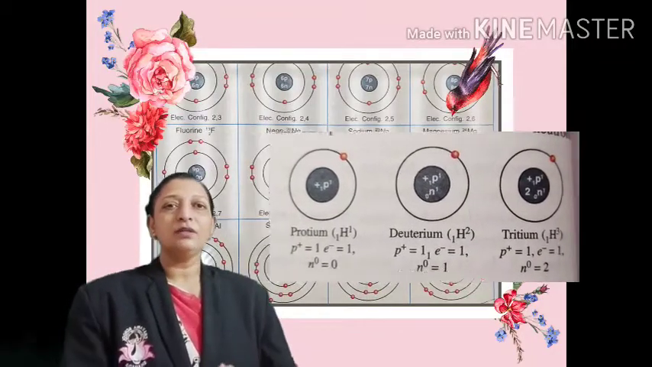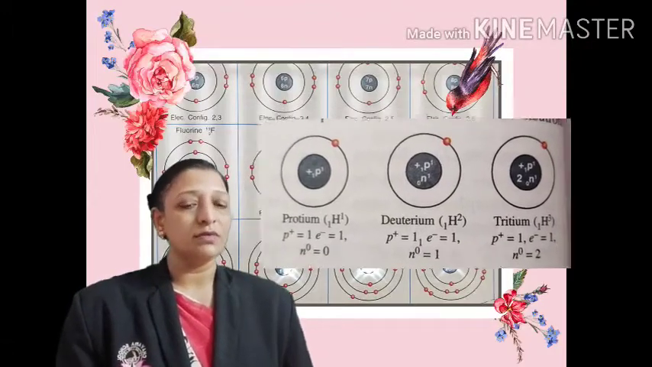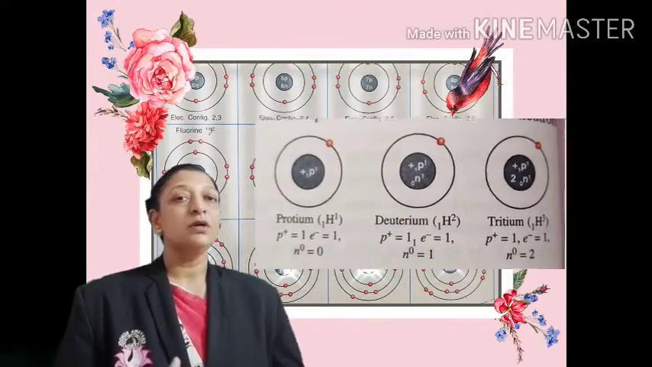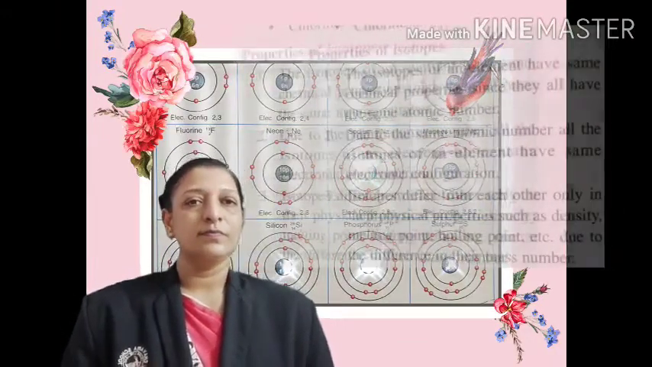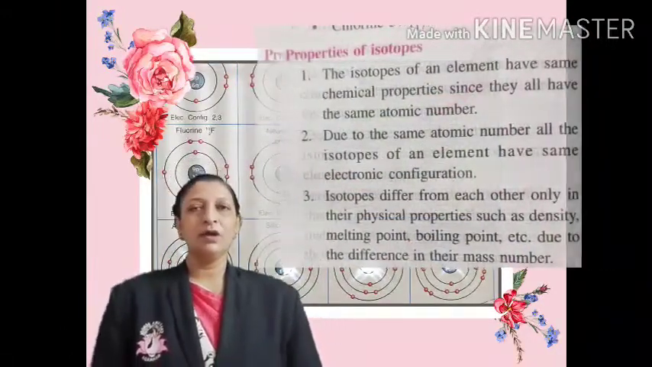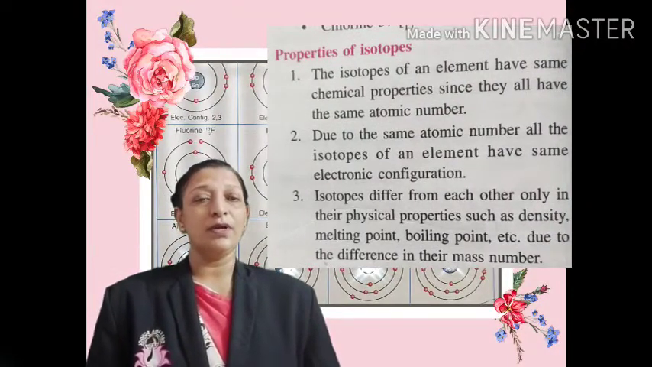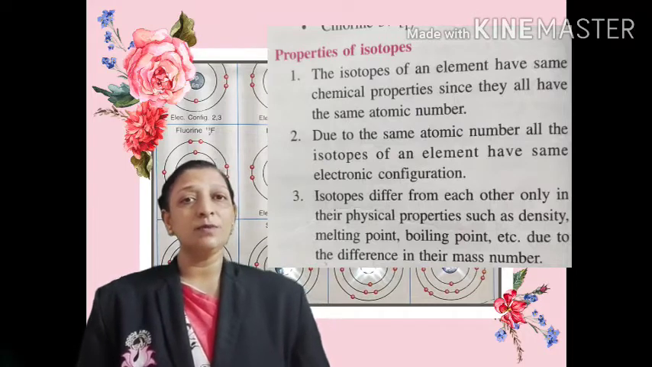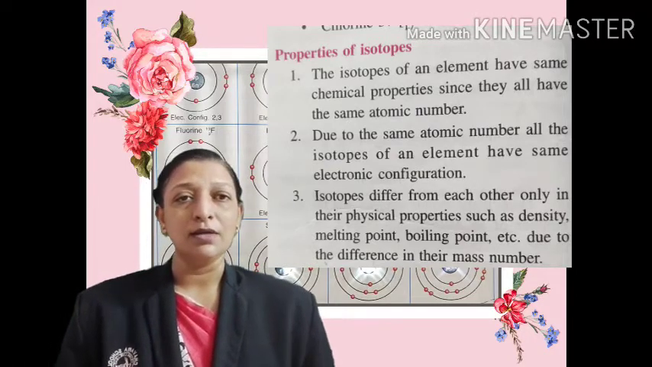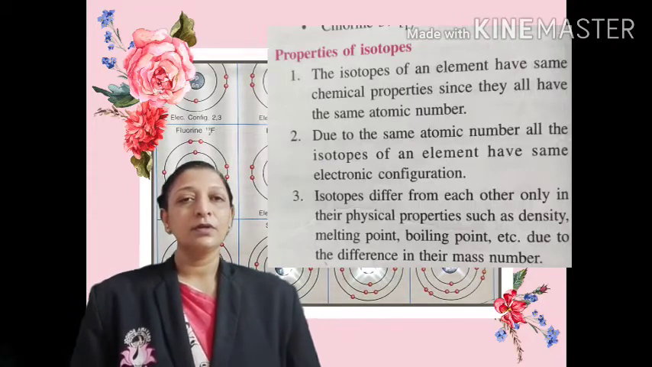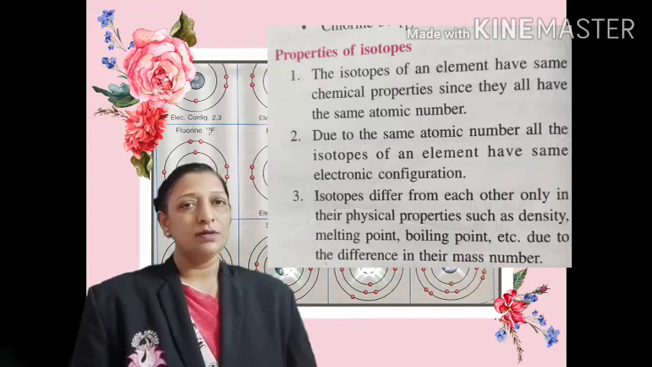So these all are the isotopes of hydrogen. Other examples are carbon 12, carbon 13 and carbon 14, and chlorine 35 and chlorine 37. Dear students, let us learn the properties of isotopes. The first property: isotopes of an element have the same chemical properties but different physical properties due to the change in their atomic mass, like density, boiling point, melting point, etc.